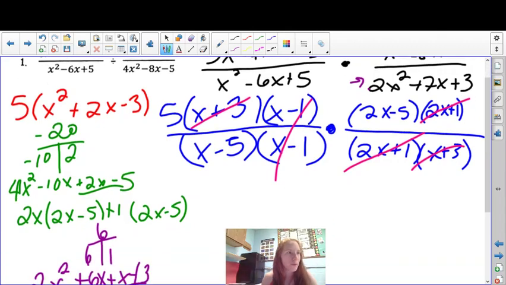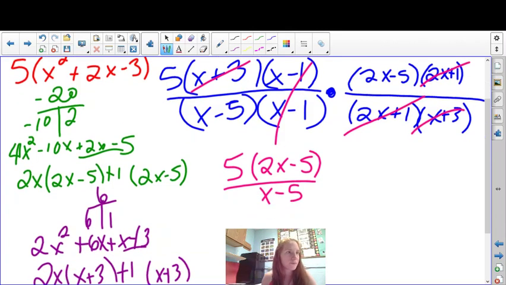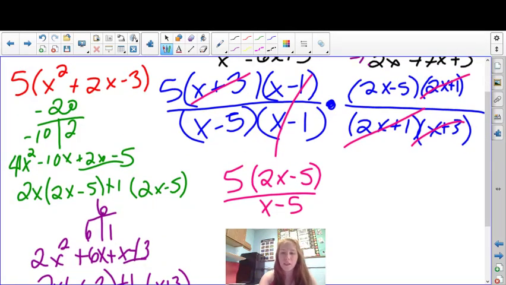So, scroll down so I'm not writing on my face. I have 5 times 2x minus 5 on the numerator, and x minus 5 left on the denominator. And then we got to talk about my restrictions. X cannot be 5, 1, negative a half, and negative 3.